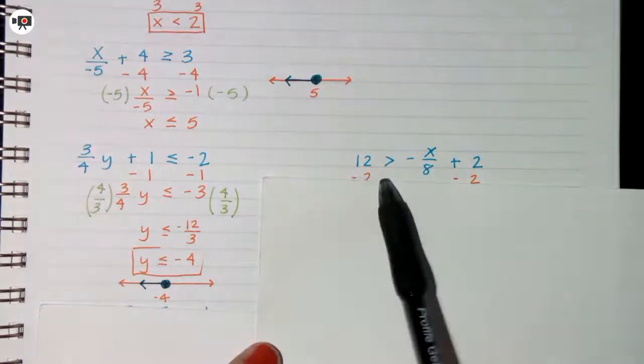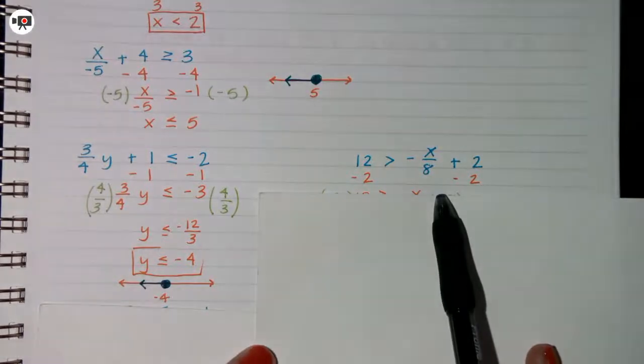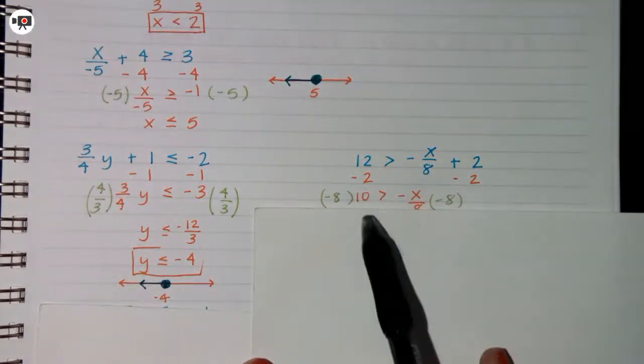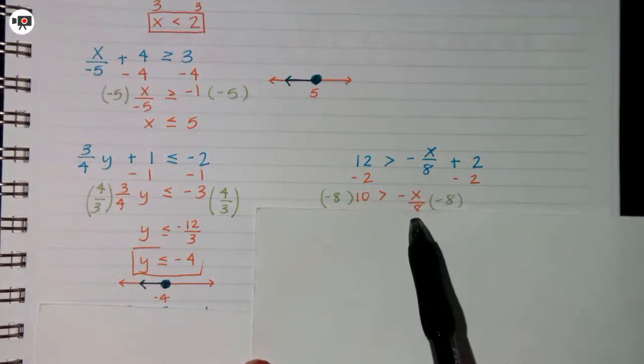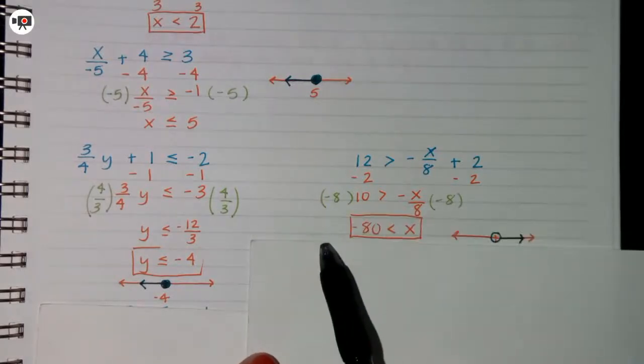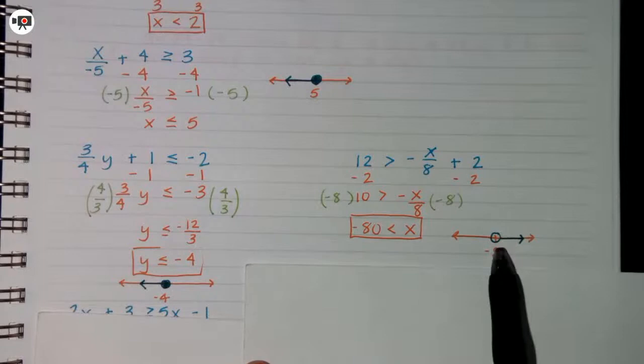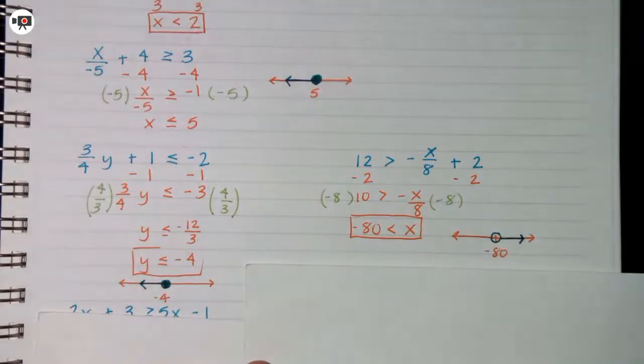Now we have 12 is greater than negative x over 8 plus 2. I'm going to subtract 2 on each side, and 10 is greater than negative x over 8. I'm going to multiply each side by negative 8. My inequality symbol reverses to get negative 80 is less than x. This will have an open circle and point to the right.